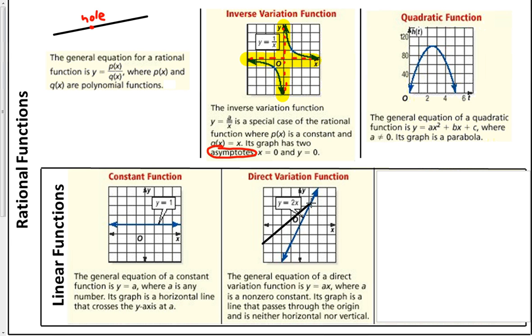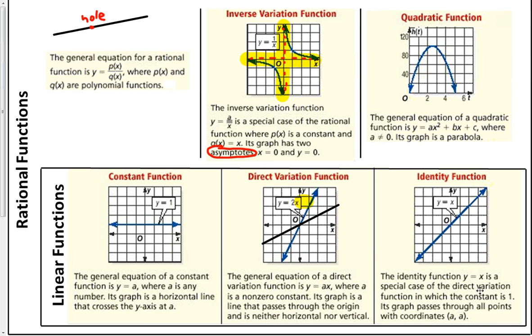So if I was writing a function and it looks something like this, I would have to make sure that it did in fact pass through the origin in order to be direct variation. You'll notice that unlike the equation of many lines, there is no y-intercept here. It's just going to be plus 0. That's how you know it's a direct variation. It's a line without a y-intercept.